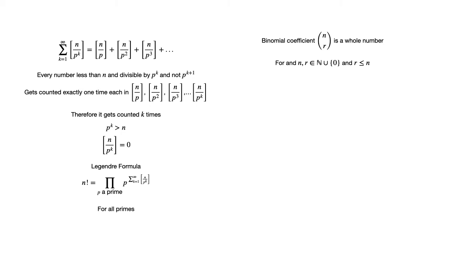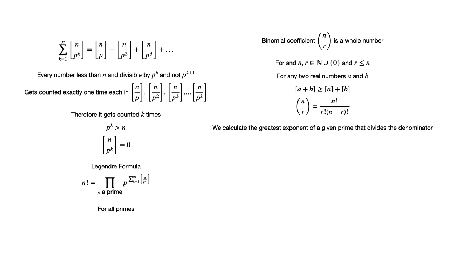With the power of the greatest integer function unleashed, we can now use it to show that the binomial coefficient n choose r is a whole number for all n and r in N union 0 and r less than or equal to n. We prepare the proof with the observation that for any two real numbers a and b, the box value of a plus b is greater than or equal to the box value of a plus the box value of b. With this out of the way, we are now ready to begin.